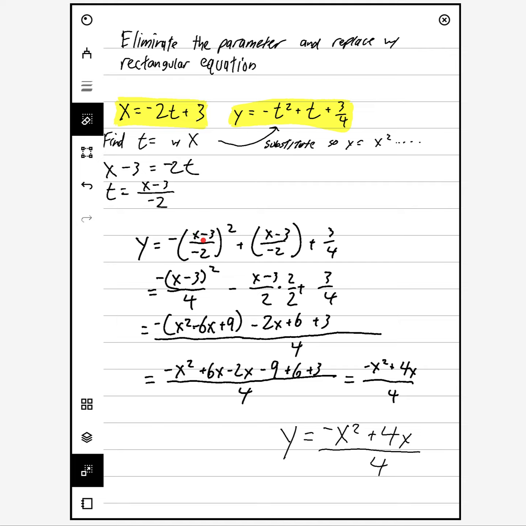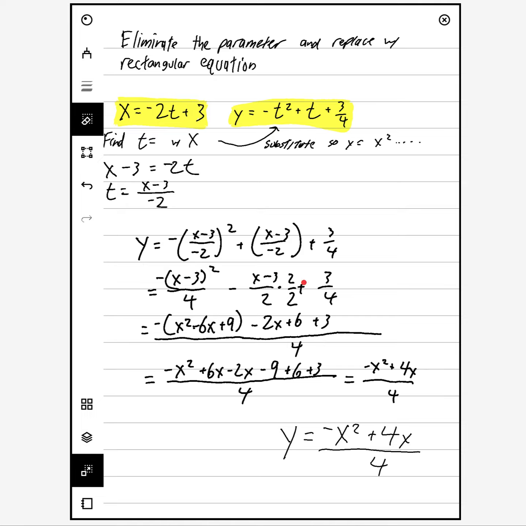The negative t squared becomes negative x minus 3 over negative 2 squared. And then the t becomes this. 3/4 stays the same. Now, before I combine everything, notice how here my denominator is 4, right? Because negative 2 squared is 4. Over here, it's still negative 2. And this guy's over 4. So what I want to do is make all of these over 4, because then it makes the next step easier.